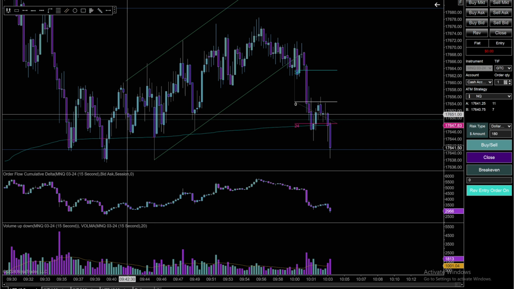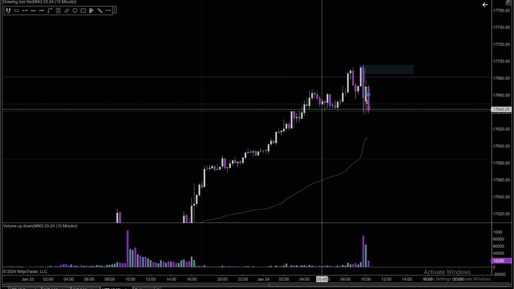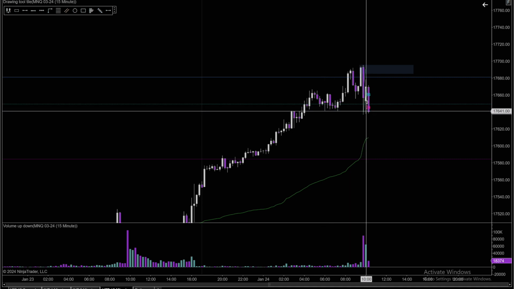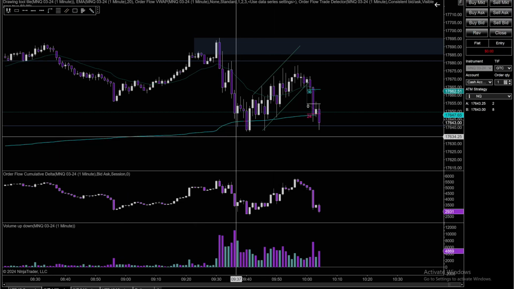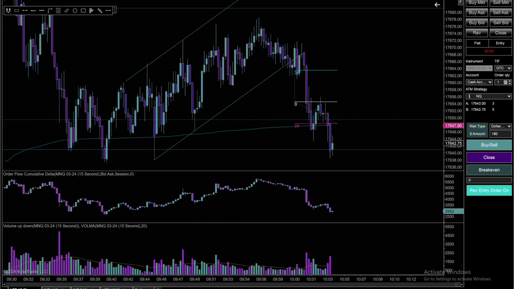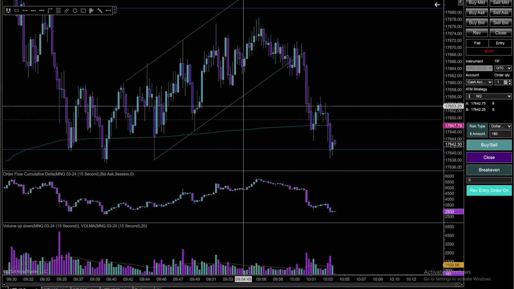So this was an area of interest where there was support overnight. It was resistance here and then support, and then as we came into there, we were seeing those other signs. So that's what I mean when I say signs of accumulation. It's just the price action and the volume together.